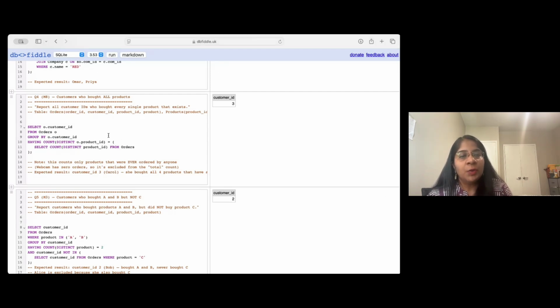So here the query would more likely be: select customer ID from orders, group by customer ID, having the count. Now you have to use the HAVING clause and count distinct product ID. The count distinct product ID gets the count of all the unique products, and then we equate it with another query, which is select count of distinct product ID from orders. This helps in identifying the count that matches exactly with the total number of unique products in the orders table. As I've noted here, the webcam has 0 orders, so it gets excluded from the total count. So the expected result is customer ID 3.